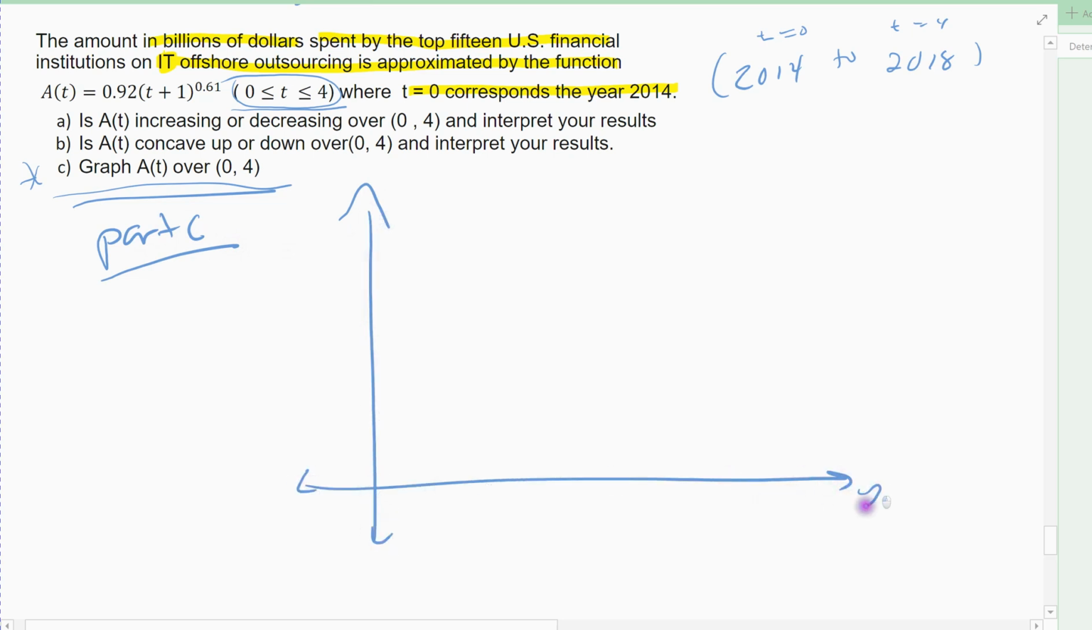So this would be my years after 2014, starts at 0, stops at 4, right? My domain's just 0 to 4. And actually, again, I'm looking here at my domain. So 0, if you remember, I'm just going to mark it off, was at 0.92, and then 4 was up here at 2.456, if I round to 3 decimal places.